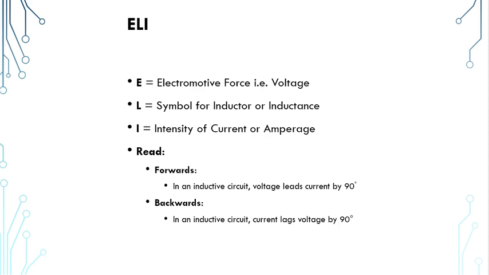In this case, reading it forwards, if we were going left to right on the oscilloscope, in an inductive circuit, voltage will lead the current by up to 90 degrees. Now, if it's purely inductive, it will be 90 degrees. If we have resistors mixed in there, it'll be up to 90. Reading it backwards, right to left, as you're looking on the oscilloscope pattern, in an inductive circuit, the current would lag the voltage by up to 90 degrees.